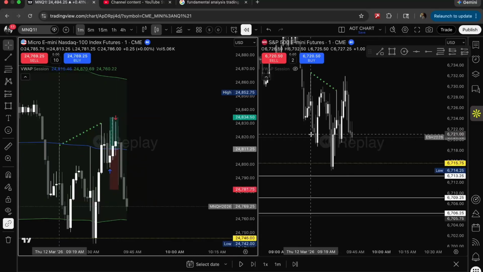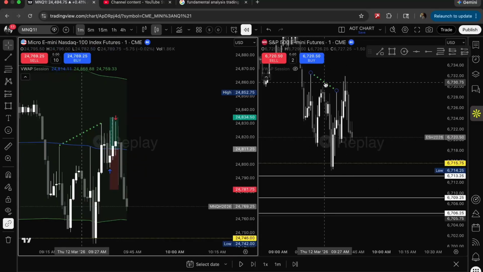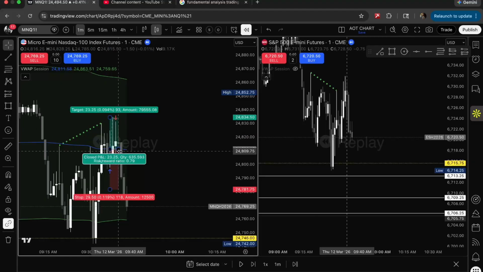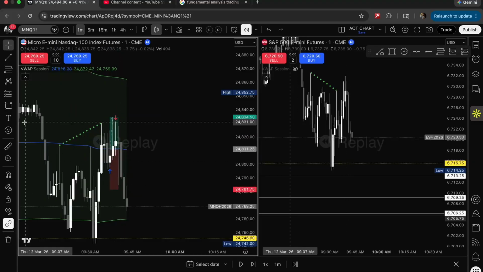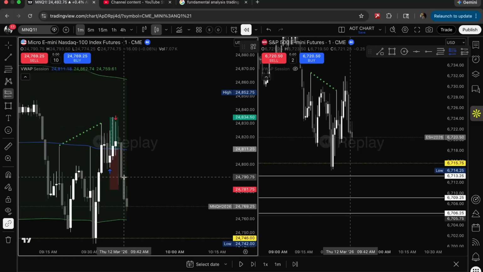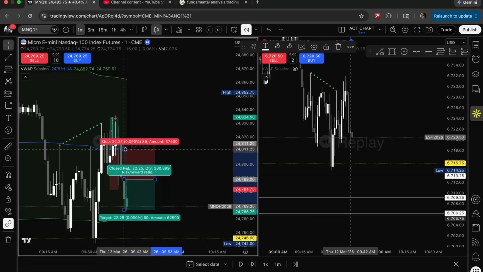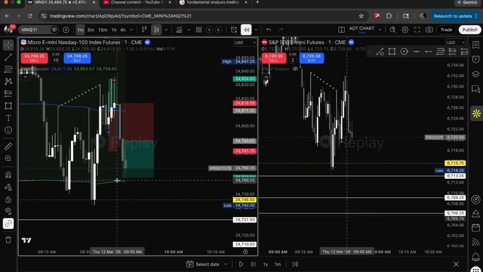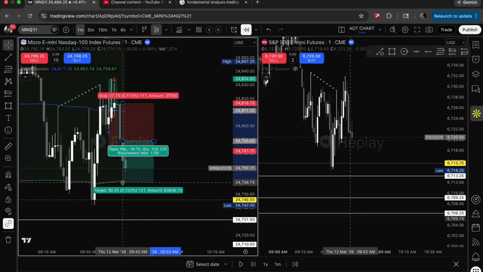All right, let's see what happens next. So we take this high: 1, 2, 3, 4. All right, you could have shorted it right here. Short with SMT, bearish SMT. Higher time frame was bearish. Y'all understand that?